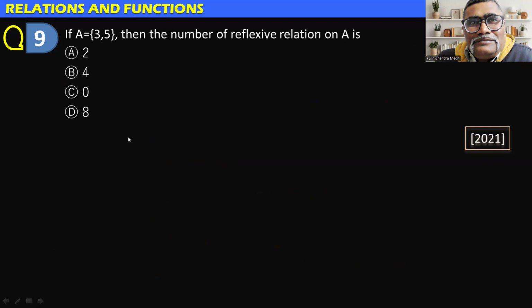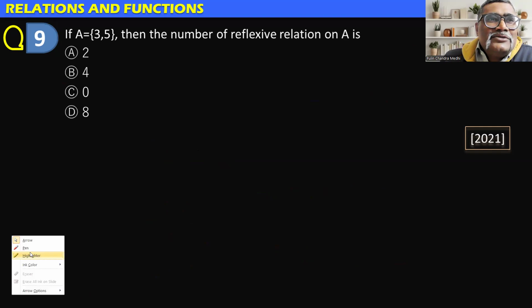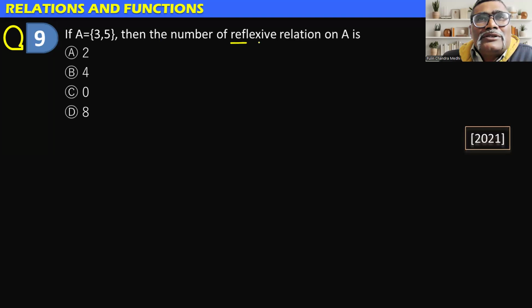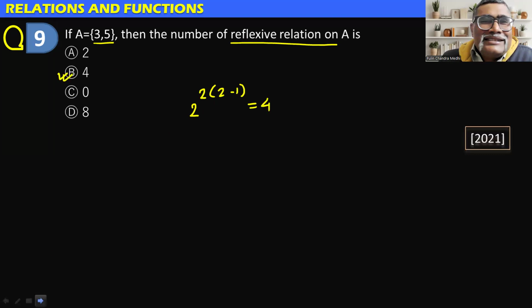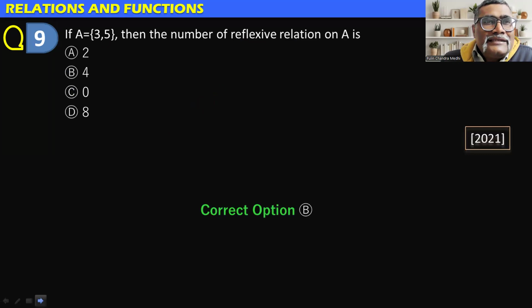Okay. Now this is depending totally on the formula I already wrote. What is the question here? They're asking you to find the number of reflexive relations on the set A where A contains only two elements. So the formula was what? 2 to the power n into n minus 1. n means 2, and then 2 minus 1. So it is 2 square, that is 4. So your answer is 4. It's a direct formula, right? So if you can remember, you can do it. So option is B. Fine.